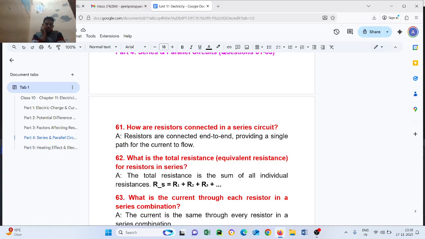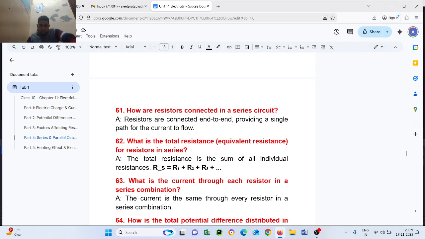Question number 62. What is the total resistance, equivalent resistance, for resistors in series? The total resistance is the sum of all individual resistances. R_s equals R1 plus R2 plus R3.